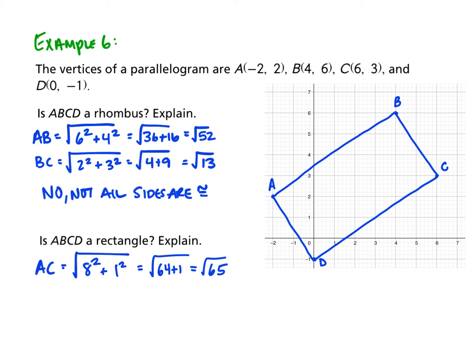Let me draw that diagonal in. I'll draw it in another color. So that length is the square root of 65 right there. Now we're going to check the length of BD. So from B down to D. Let me draw that in. And I'm going to use the same formula I used. Oh, not BC, sorry. Let me erase that. That should be BD.